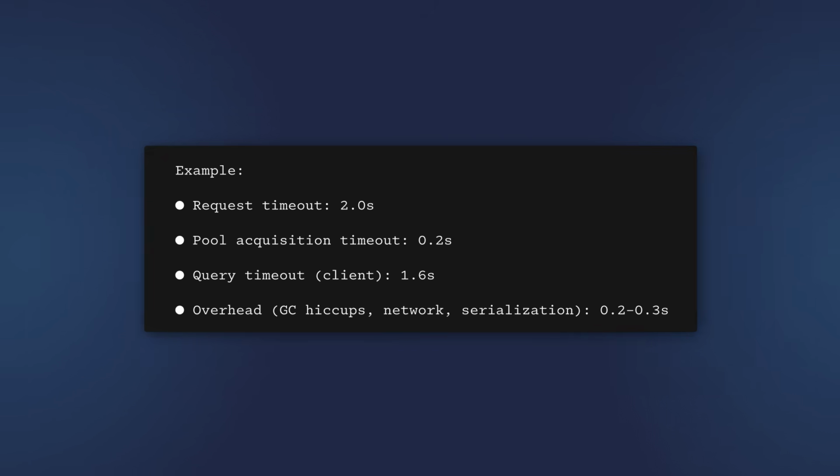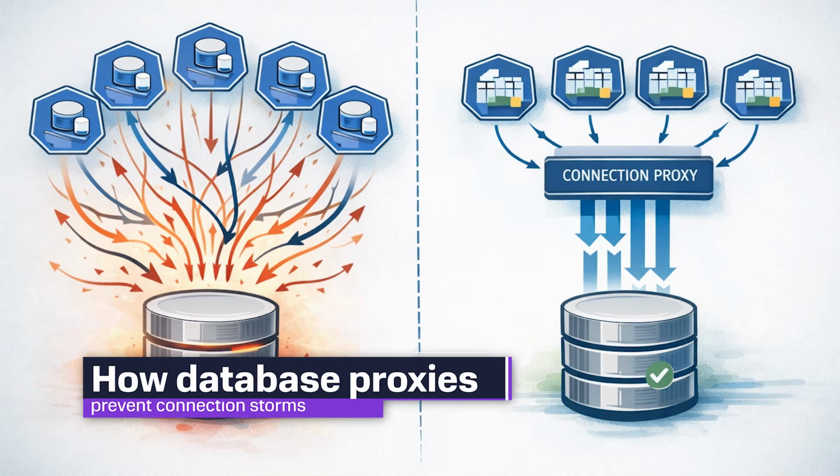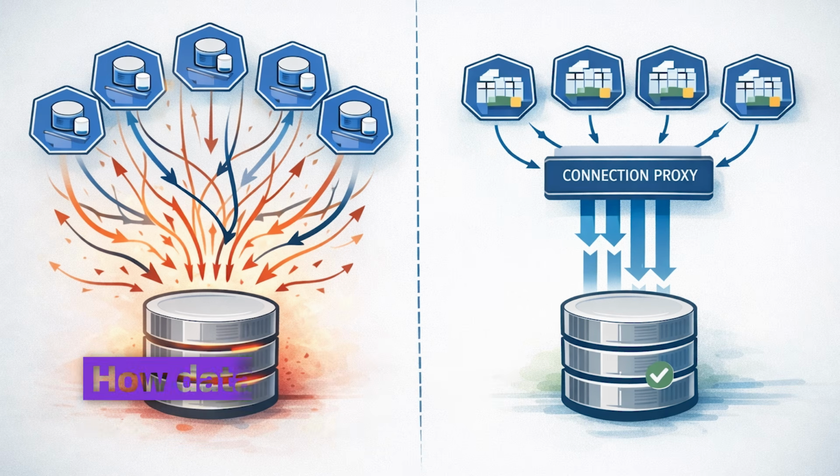The pool acquisition timeout should be the shortest one. Otherwise, the application can queue forever, waiting for a connection. And thirdly, consider using a database proxy. A database proxy sits between the application and the database server, centralizing connection management. Applications can open many logical connections, while the proxy limits the number of physical connections. This reduces connection storms and improves reuse.